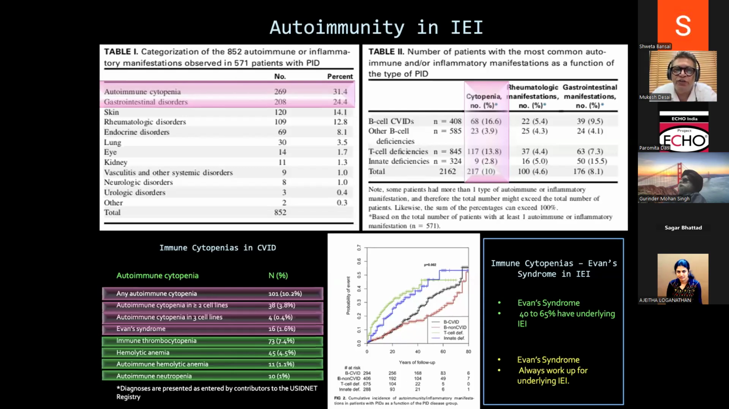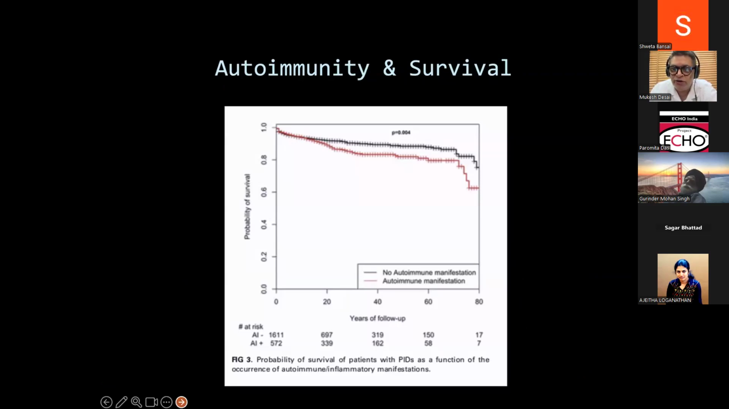almost 40 to 50% of Evans syndrome have an underlying inborn error of immunity. So today, we have a dictum in our clinic at Vadia Children's Hospital that every child with Evans syndrome will have an exome done so that we pick up this underlying inborn error of immunity, because picking up this underlying deficiency may alter the course and change the treatment plan for that particular child. Now, why is it important to make a diagnosis of autoimmunity and underlying inborn error of immunity? Because those patients who have autoimmunity with inborn error of immunity have poorer survival compared to those who don't have autoimmunity.